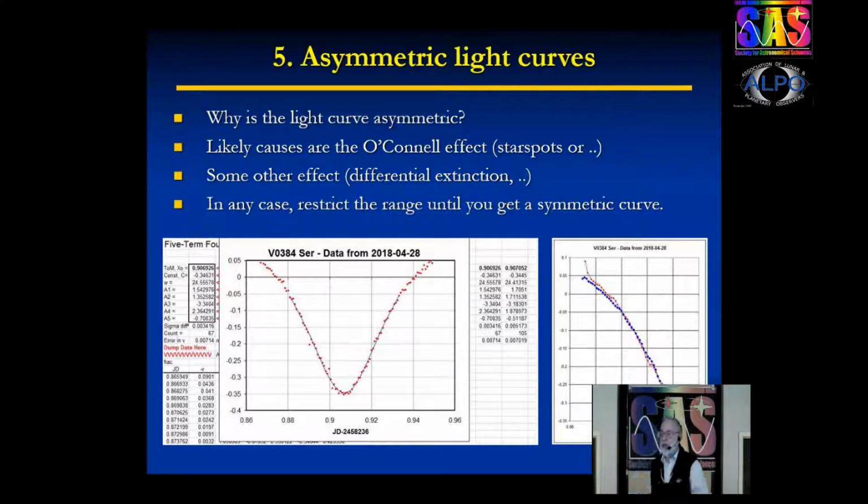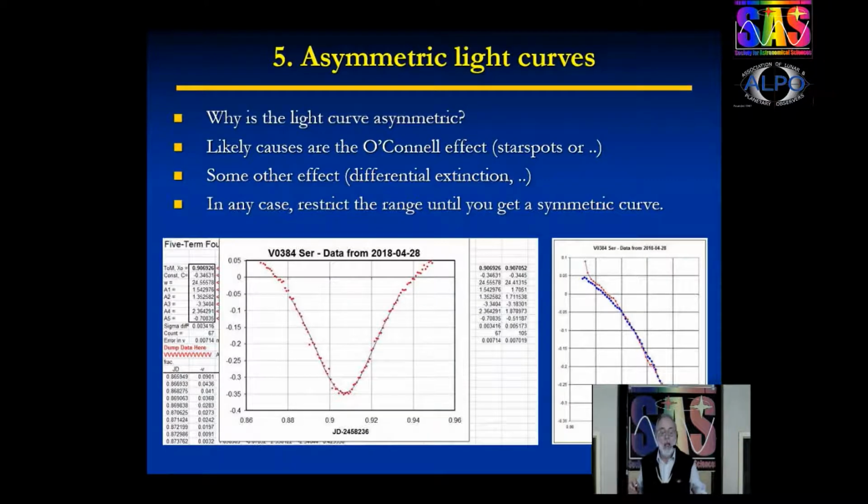Sometimes your light curve is asymmetric, and the reason for that is maybe the maxima are different heights, and the reason for that is called the O'Connell effect, and it's usually ascribed to star spots or bright regions that you see on one part of the cycle and not others. And so the solution for asymmetric light curves is just to use the bottom part that actually is symmetric. That would be the solution. So that's what I'll have to say, but it is a bit of a problem.